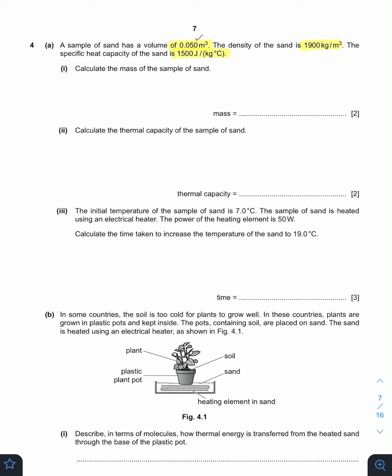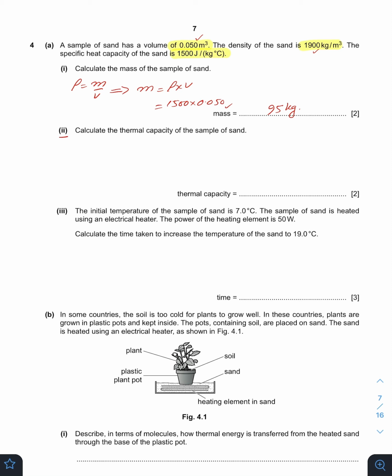So volume is given, density is given, so mass is easy. You know the formula that density is equal to mass by volume. So from here I can calculate the mass. Mass is equal to density into volume. So what is density? 1500. What is volume? 0.050. Please calculate, check your calculation also. When I calculate, I get the answer 95 kilogram.